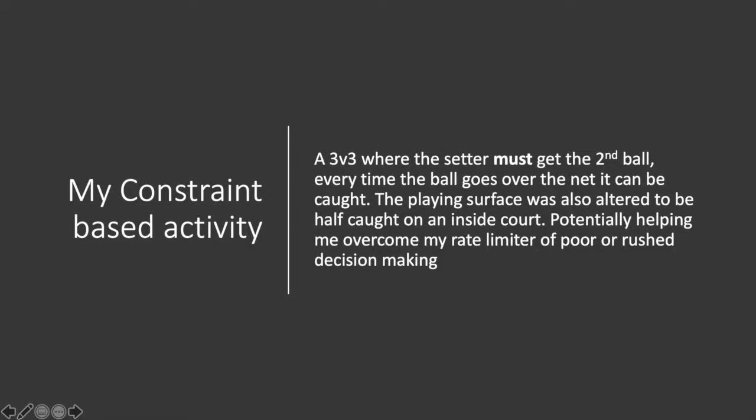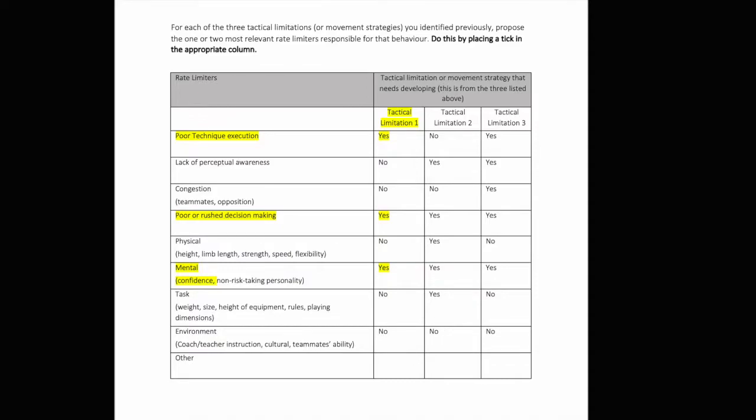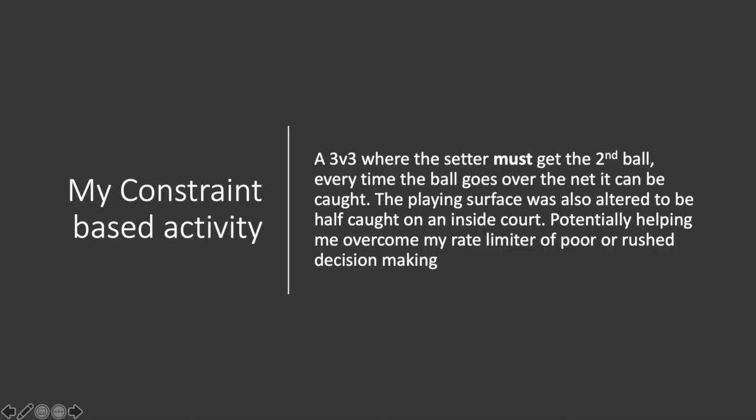The task constraint has allowed me to improve on my principles of decision making, as the catch slowed the speed of the game, allowing me to potentially overcome my learner constraint of poor rushed decision making, as the slow-paced game allows an athlete to read the affordances given to them. These constraints were implemented to see what tactical strategy would emerge.